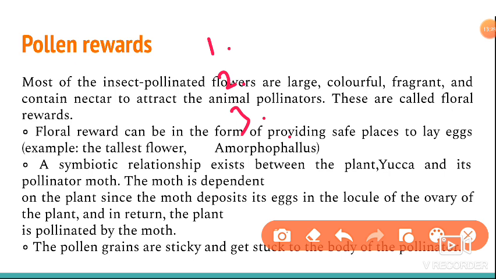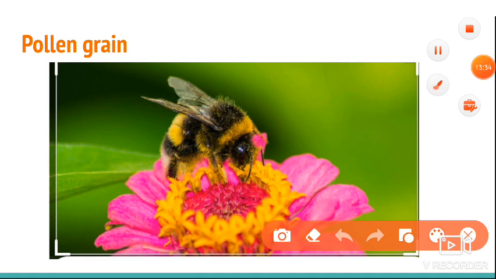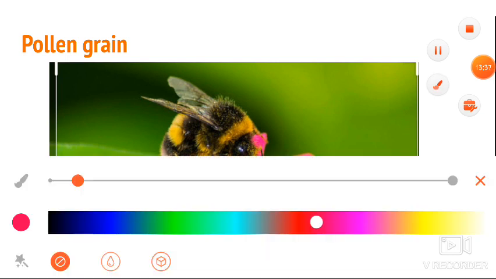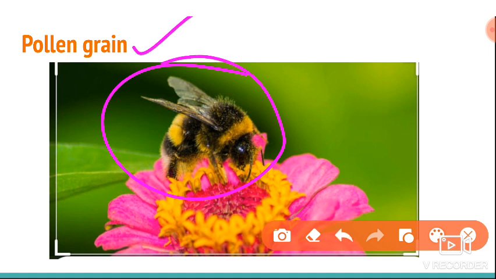And students, in the next slide I will show this, the first reward that we are seeing here. I will change the color of this slide. Okay, this is the honeybee. We can see here, this is the honeybee. The plants will give pollen grains to the animals. Whenever the insect sits on the flower, the pollen grains get attached to its body.